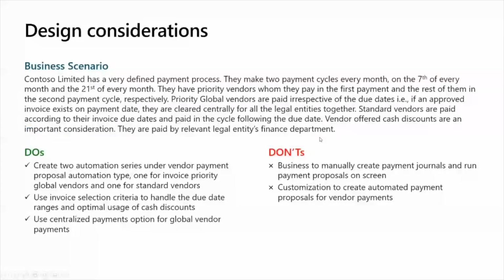Now I go back to my slides and also discuss the design considerations. Just a quick summary again, to wrap it up, the do's and don'ts. In this case, I have a business scenario where I would like to pay 2 different types of vendors, my priority global vendors on a different date, 7th of every month, and my standard vendors at a different date. And I would have different requirements and considerations. So how would I do that?